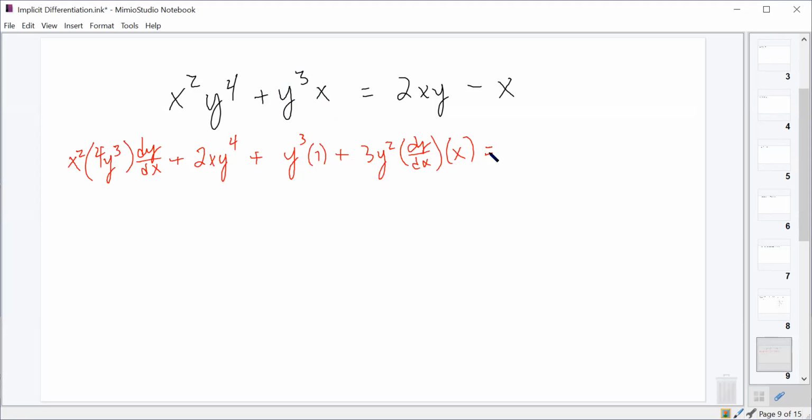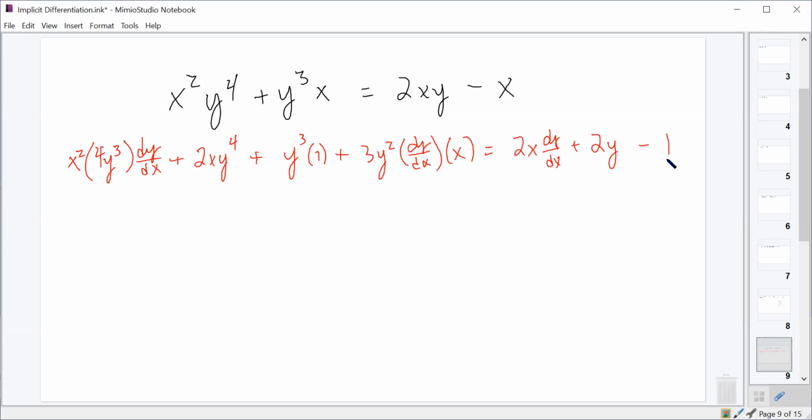Okay. And then the 2xy, we'll treat the 2x as its own function and the y as its own function. So we'll have 2x times the derivative of y, which is dy/dx, and then plus the derivative of 2x, which is 2 times the y. There's a product rule on that one, and then minus 1 at the end.